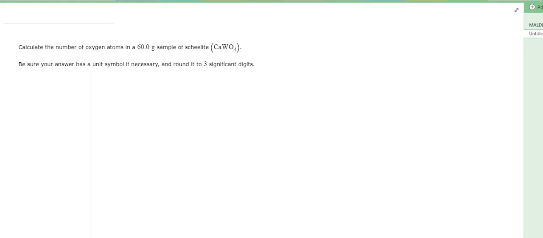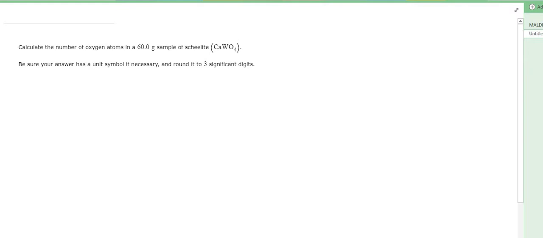Okay, here's a problem. Calculate the number of oxygen atoms in a 60.0 gram sample of scheelite, which is CaWO4, and make sure we have the right number of sig figs, which in this case will be 3. So how would I set up this problem?